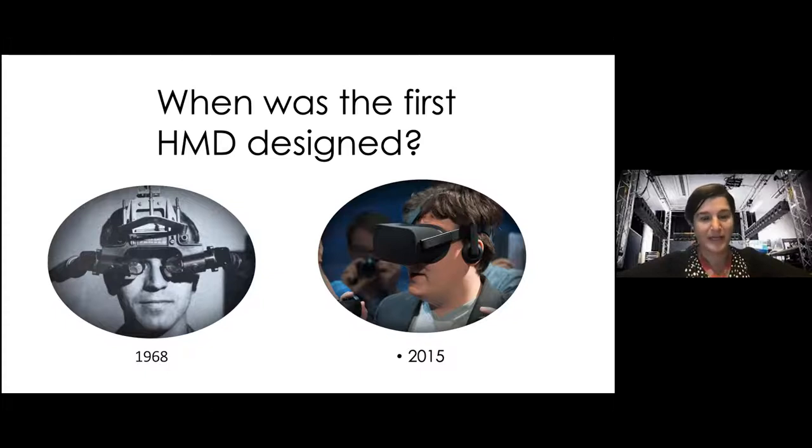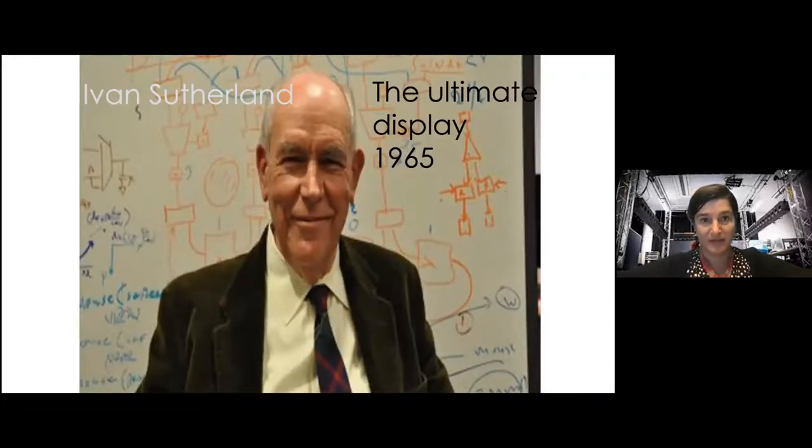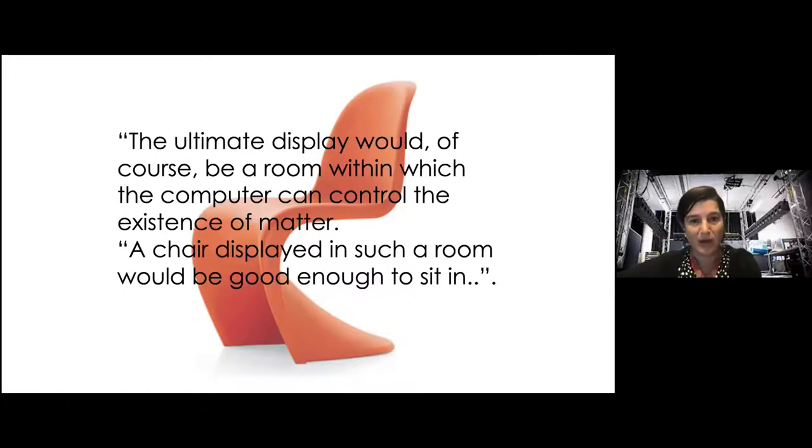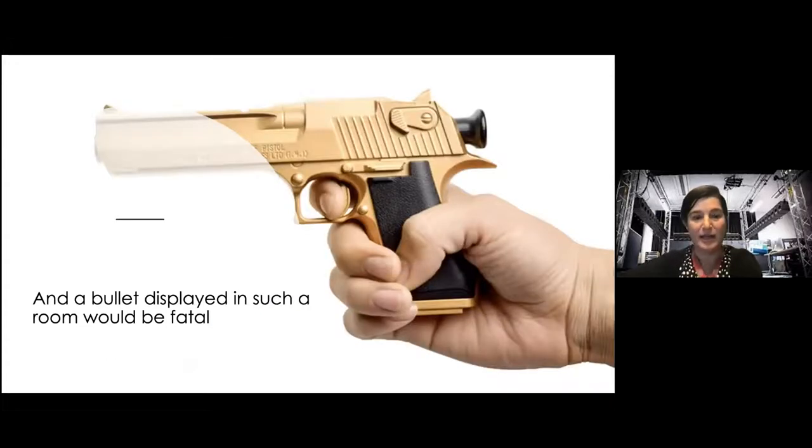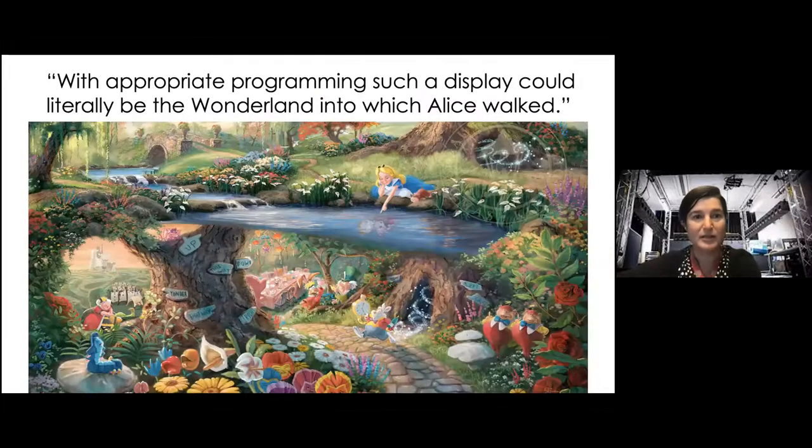But actually the first person who worked with the head-mounted display was quite a while ago, in 68, and his name is Ivan Sutherland. I'm talking briefly about a paper that he wrote, which is really a pioneer paper that shows his vision of virtual reality at the time, but also where we are now. He wrote a paper entitled The Ultimate Display, where it talks about a chair displayed in this place. It's a chair where you can actually sit. There are some handcuffs that would be confining, and the bullet displayed in such a room would be fatal. So with appropriate programming, such a display can be the wonderland in which Alice was wandering.